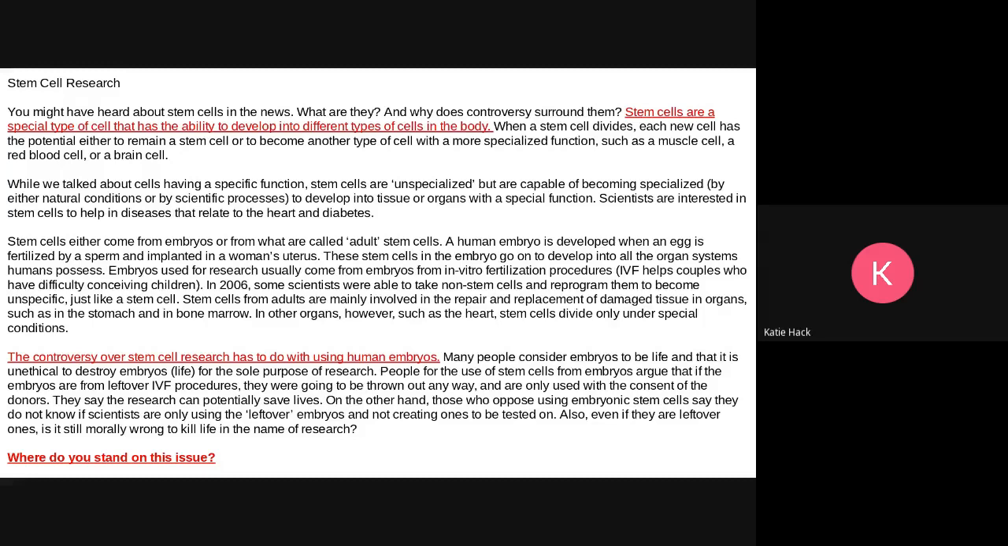A stem cell is a special type of cell that can become any type of cell in the body. A stem cell is what? A special type of cell that can be any type of cell. Mm-hmm.